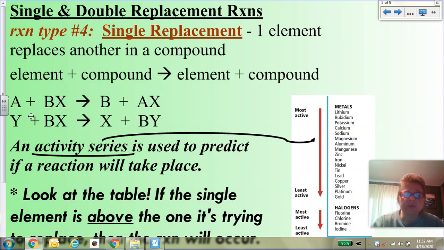In this reaction right here, Y is representative of a halogen. This halogen would like to come in and take the place of the halogen, which is represented over here by X, and it would like to bond with B. So here X gets the boot, it's going to be the single guy now, and Y has taken its place and bonded with B.